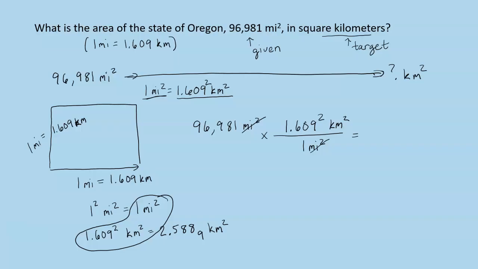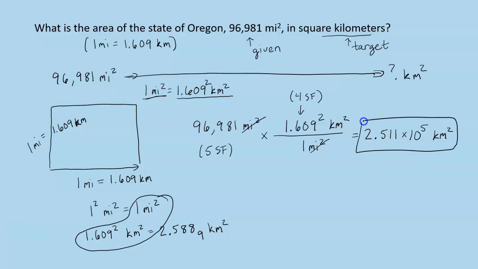Okay, when we solve this, of course, the 96,981 has 5 sig figs. But the conversion factor that I'm using, this is not an exact number because we're converting between the metric and the US system, and so this is considered 4 sig figs, and therefore my final answer needs to be 4 sig figs as well. Okay, and we're going to report this in scientific notation, 2.511 times 10 to the 5th kilometers squared.